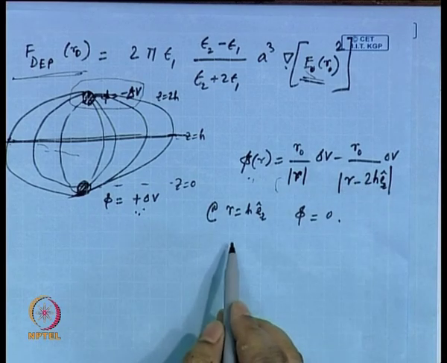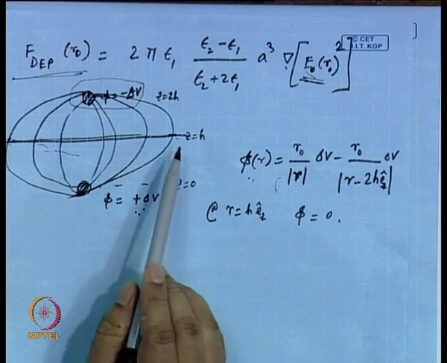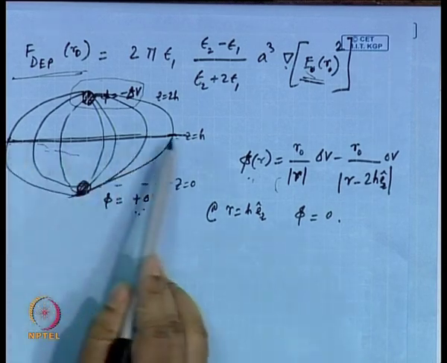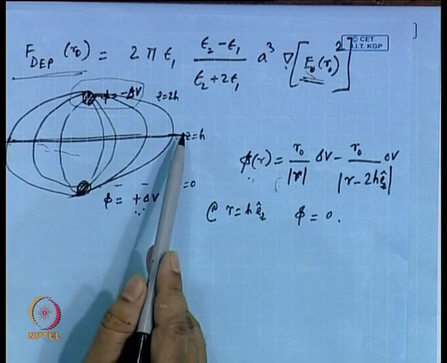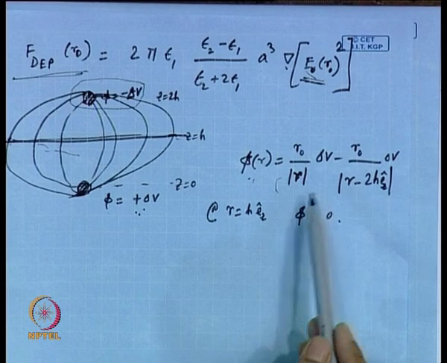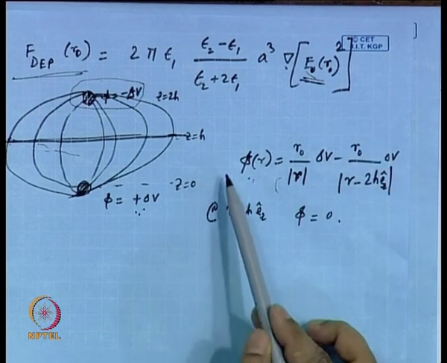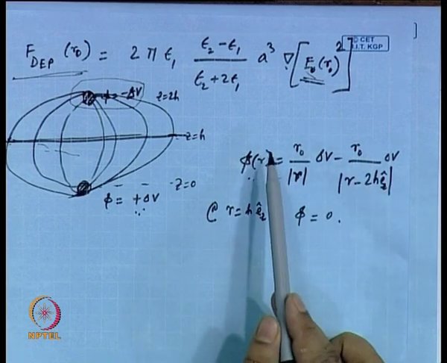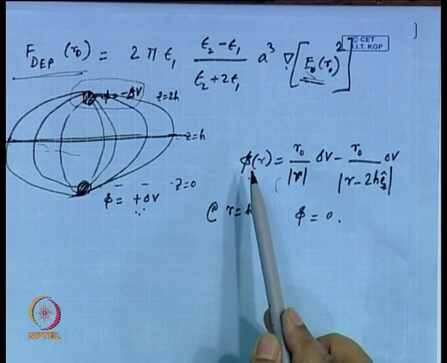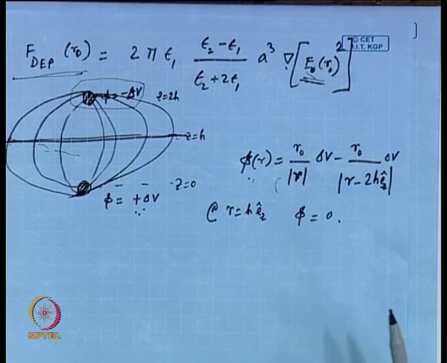You can check it yourself that at R equal to H e_z, that means at this position where Z is equal to H, you have phi as 0. You can put it here and you can see that this is the case. So this is an expression for a non-uniform electric field that is constituted by a planar electrode and a point electrode.